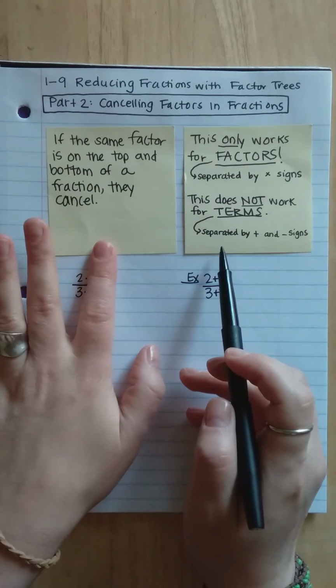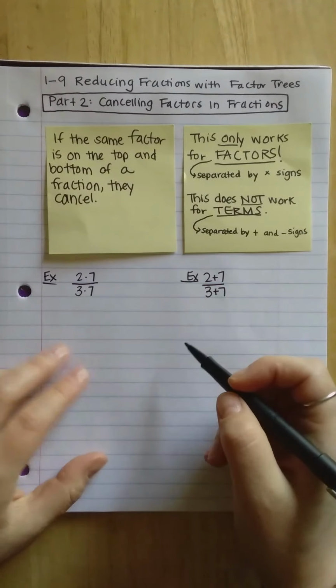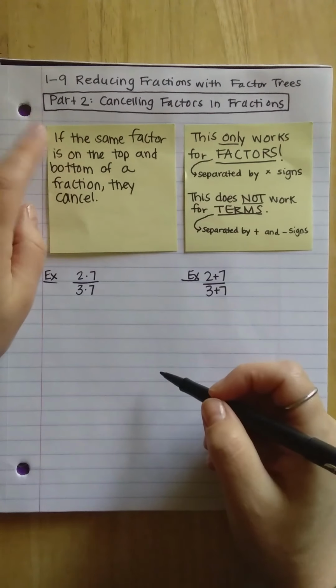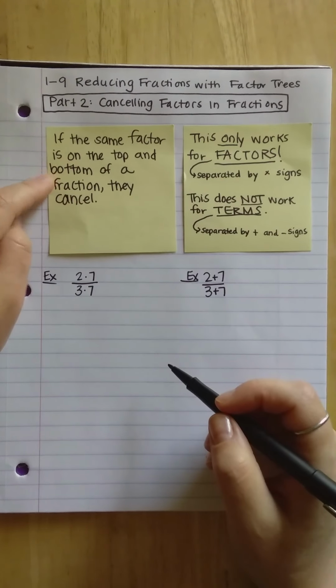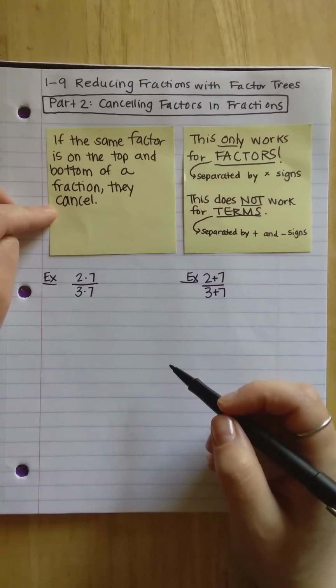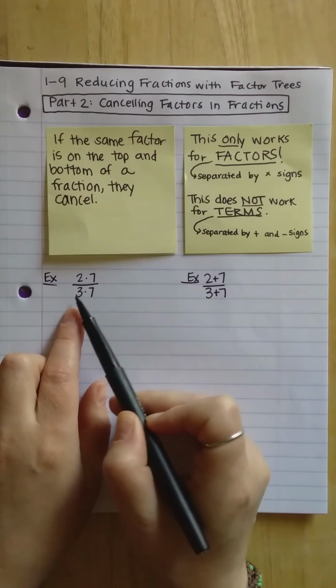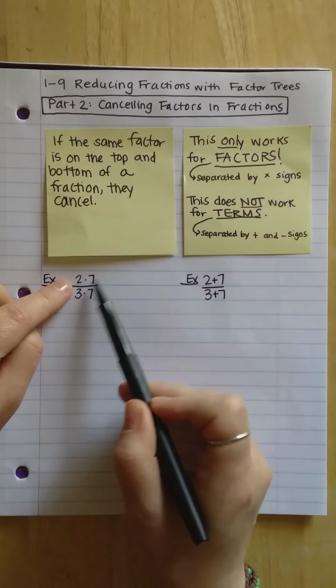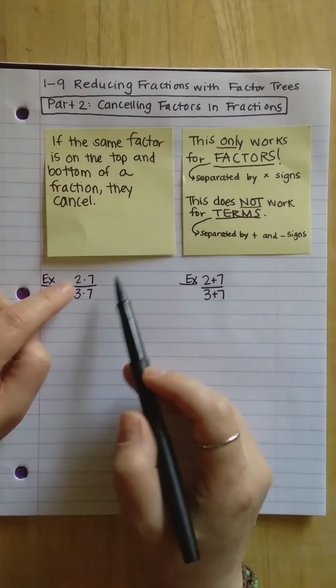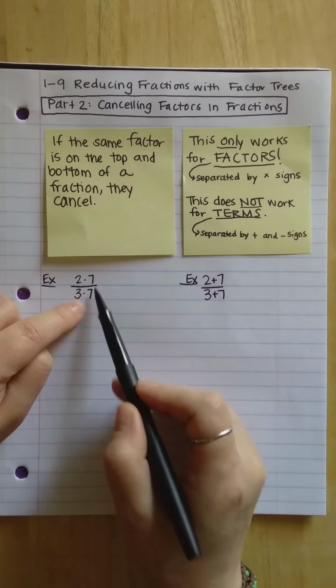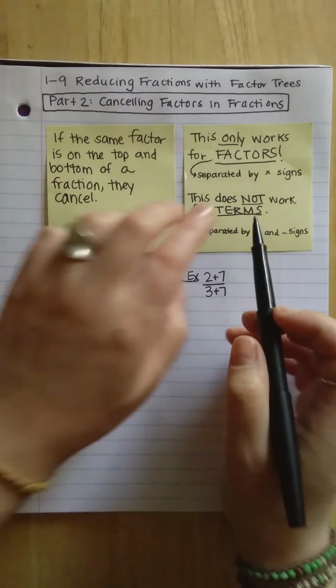So here are the two notes that we're going to be working with for our examples when they come up. If the same factor is on the top and the bottom of a fraction, they cancel. Here's an example of that, 2 times 7 over 3 times 7. So we have two factors up here, two factors down here, and we have the same factor on the top and the bottom, 7. So they're going to cancel. And we'll write that in just a second.